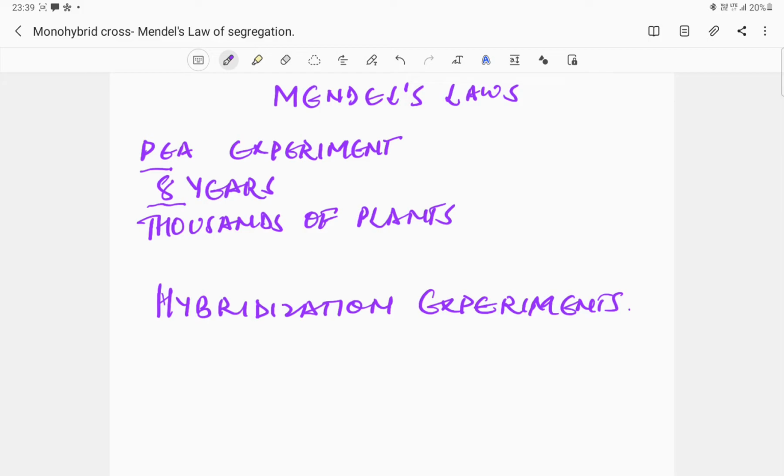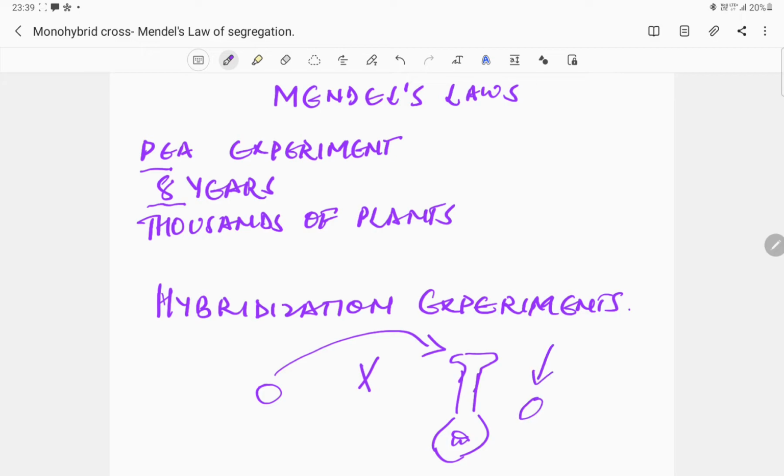Now, what kind of experiment did he conduct on pea plants? Those were hybridization experiments. A hybridization experiment is nothing but transferring pollen, which is a male gamete containing structure, from one plant to the stigma of another plant, which is the receptive part of the female flower of another plant of the same species. Then the fertilization event takes place within the ovary, and you get seeds, and then you can start observing certain characteristics of the seeds or the plants that will come out of these seeds. Such experiments are known as hybridization experiments.